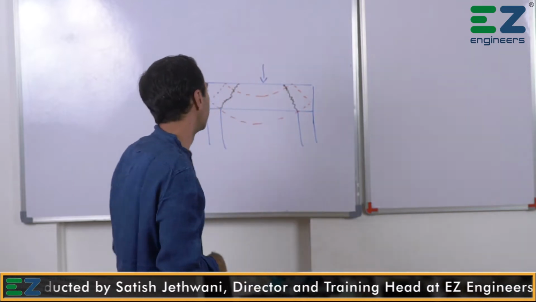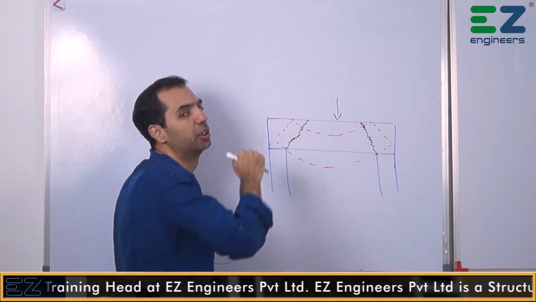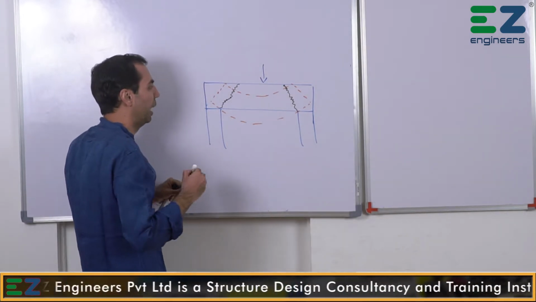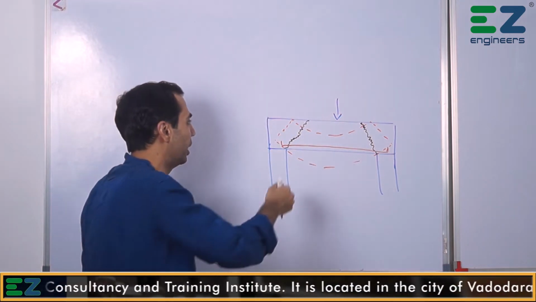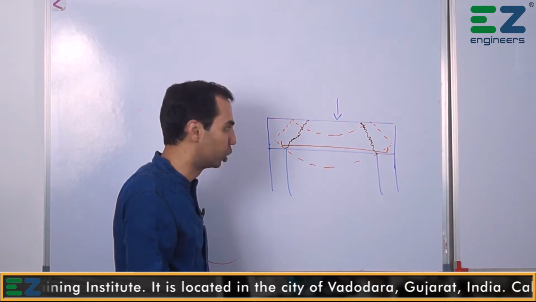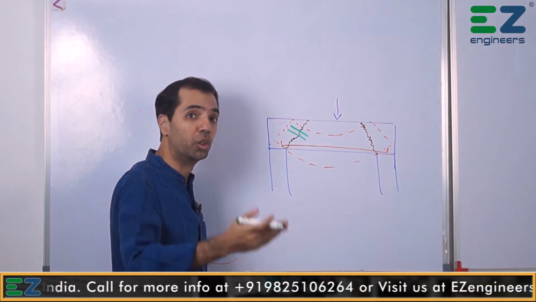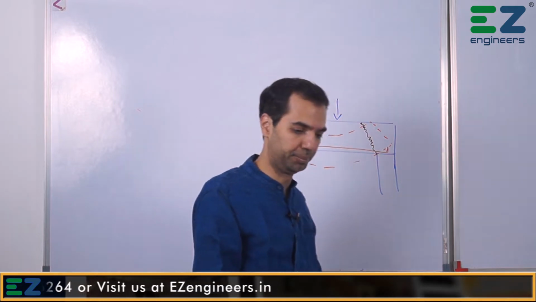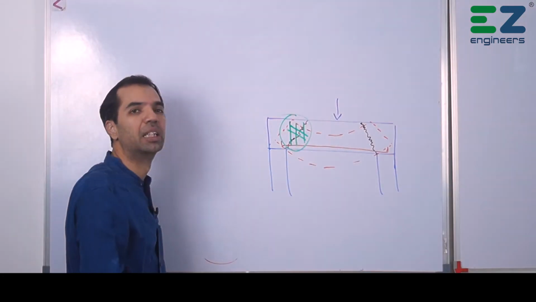Now to prevent this, we need some reinforcement which is passing through this crack. Of course, your main reinforcement is not going to help that much. We need the reinforcement which is passing through this crack, so either like this, that's what you call a bent up bar, or like this. Okay, so let us understand these stirrups.